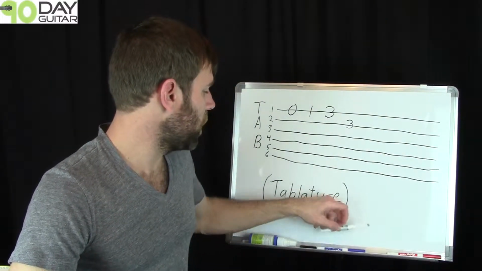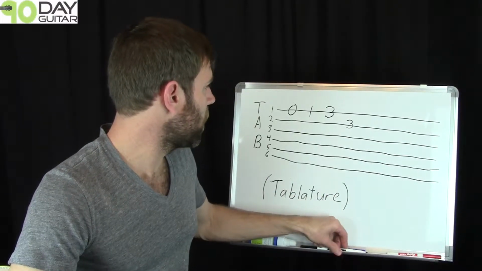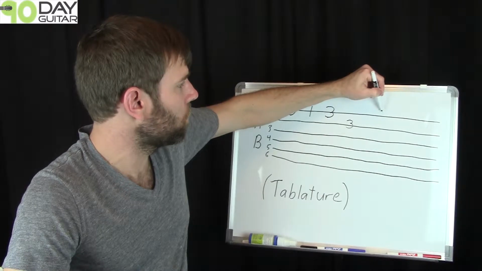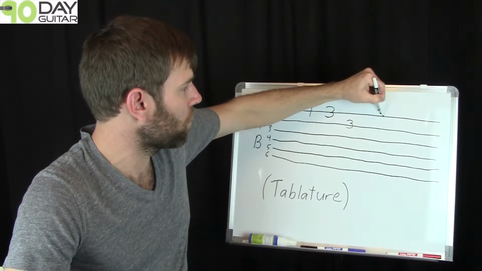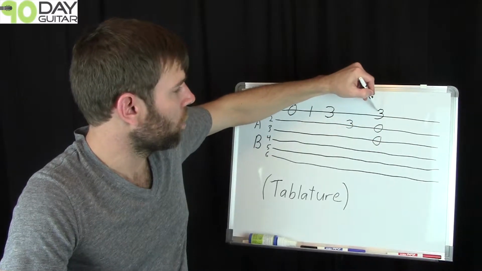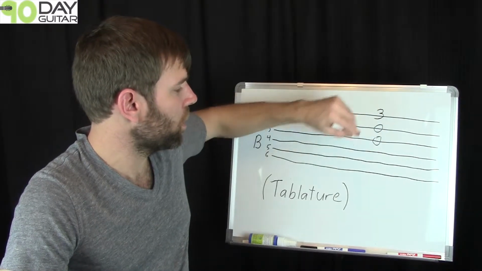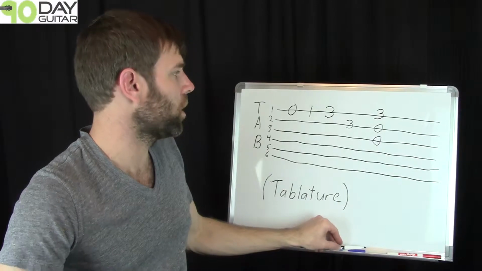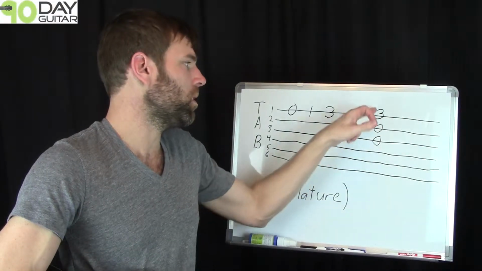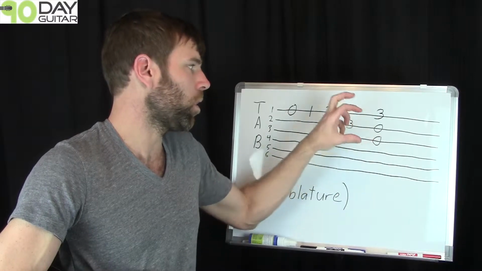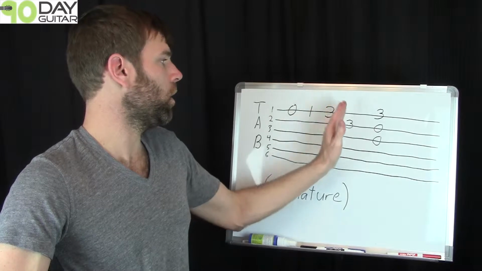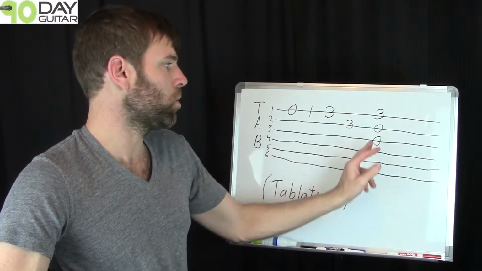Another thing that you'll see is notes stacked up on top of each other. Okay, so we have a 3 on the first string, a 0 on the 2nd string, and a 0 on the 3rd string. So if you were to see something like that, you're going to play all 3 of these notes at the same time. Okay, they're all together. So we go through here, here, here, here, here. All of these go together.